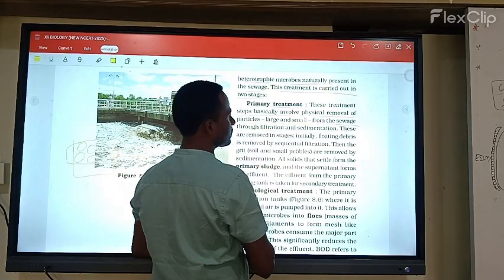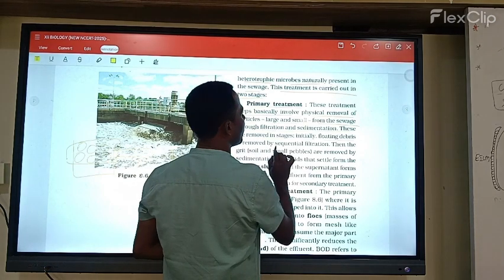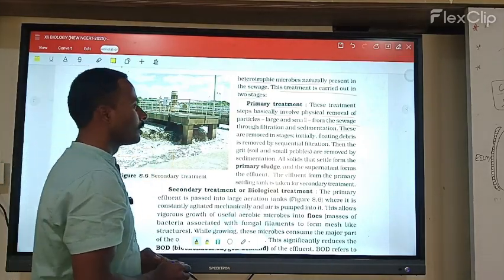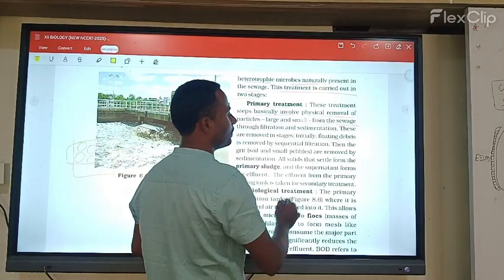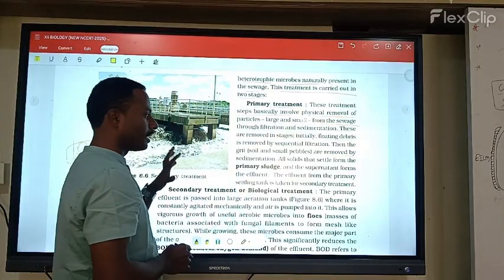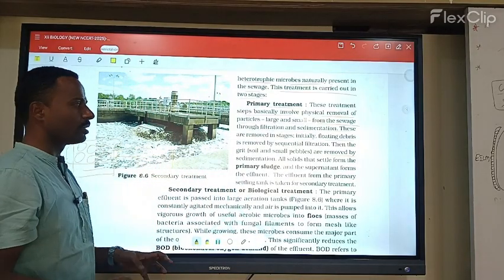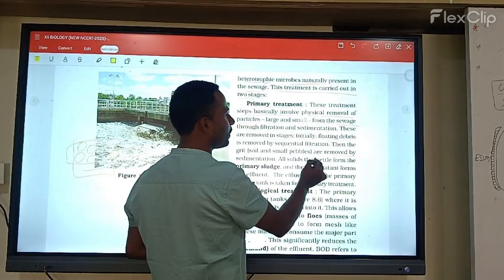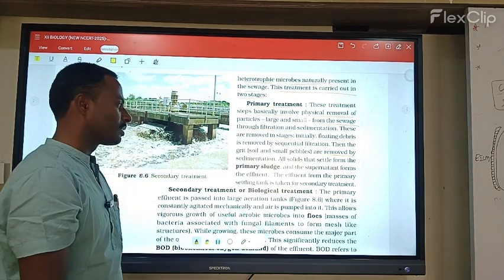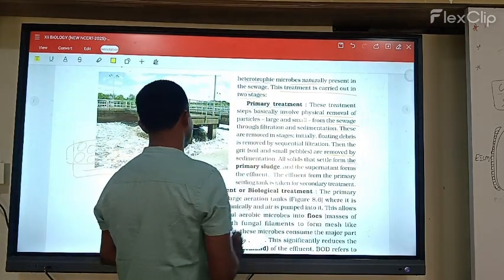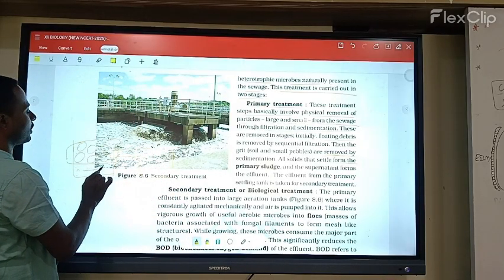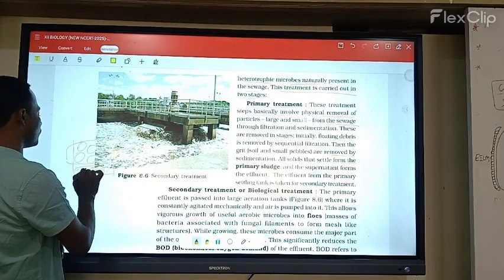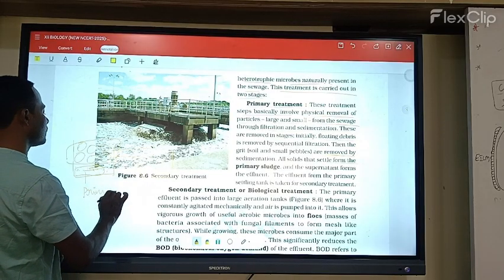In this stage, floating debris is first removed by sequential filtration, step by step. Then the grit, meaning soil and small pebbles, is removed by the sedimentation process. After the floating debris is removed, the remaining solids settle down. This settled material is called primary sludge.